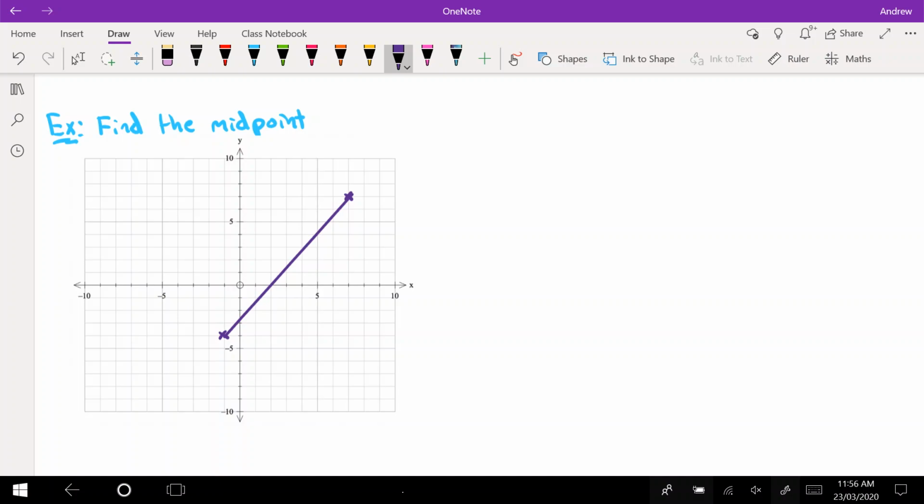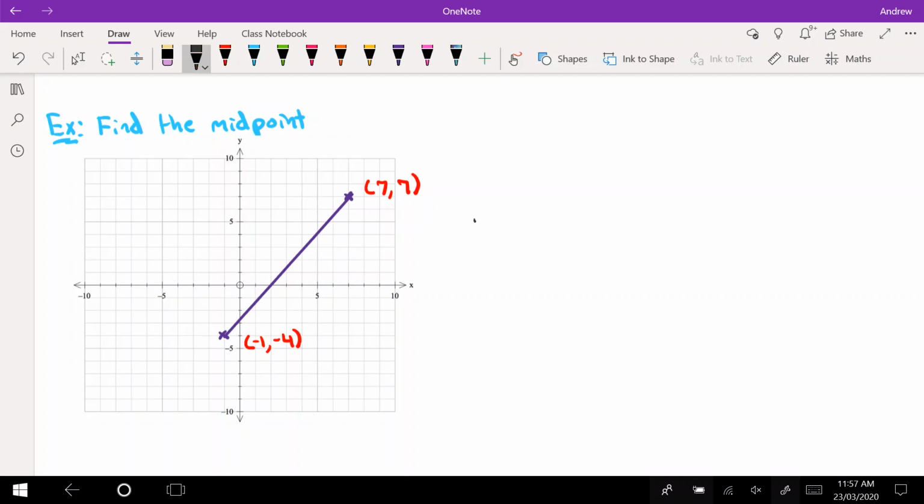So this one here is going to be 1, 2, 3, 4, 5, 6, 7. So this is at 7, 7. This here is 1, 1, 2, 3, 4. So -1, -4. Since we're on a Cartesian plane, we can map those points. Once we've mapped them, we take the average to find the midpoint.